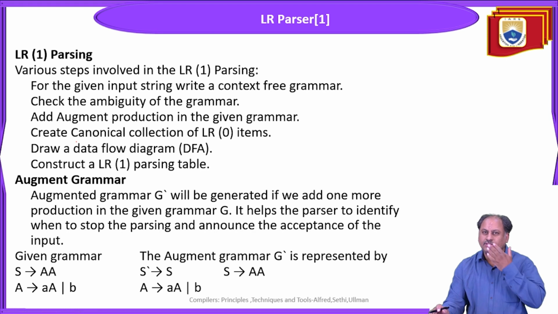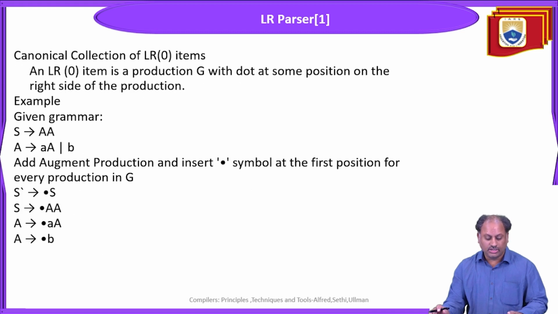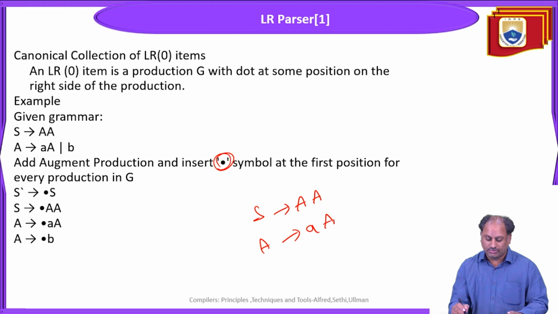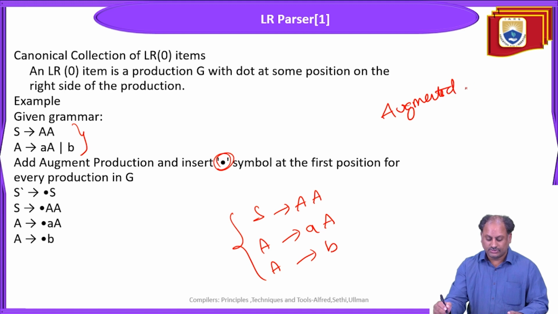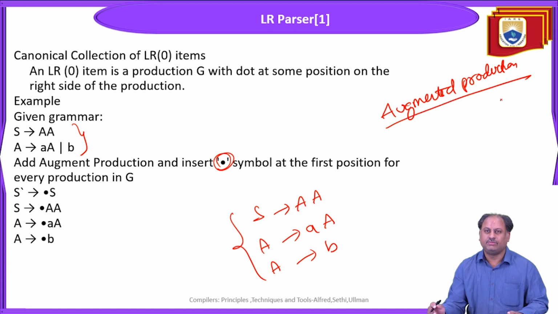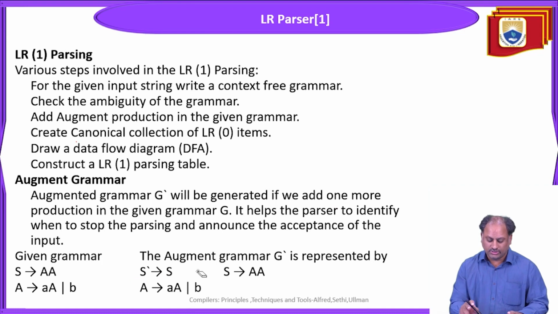So these are the three simple easy steps. But the main point in this example is the canonical collection and then the data flow diagram for parsing. Here the canonical collection can be identified by inserting a dot symbol at the first position of every production. For example, production one is S derives A, and A derives a, A derives b. So these are the rules in the given grammar. So what is the augmented grammar? We have included S' derives S also, so that's why we have taken the augmented grammar.